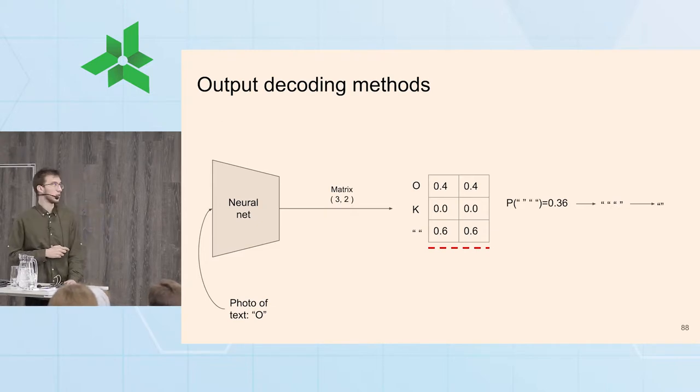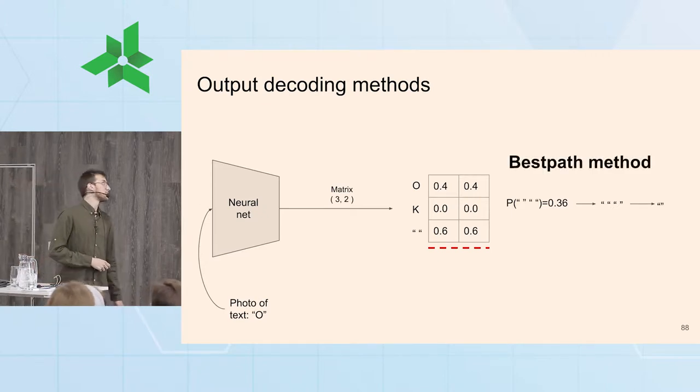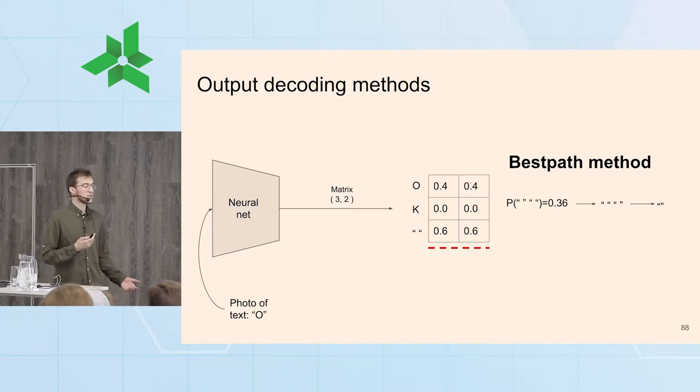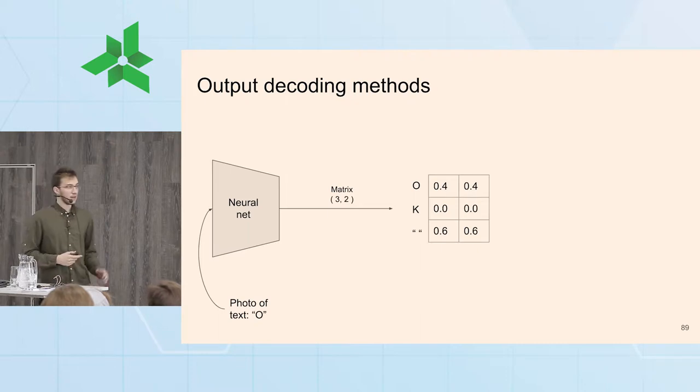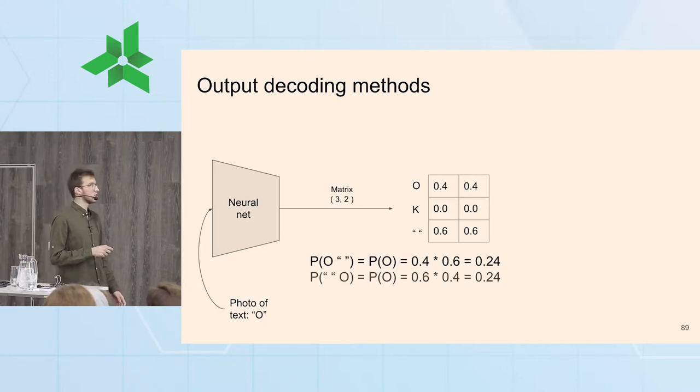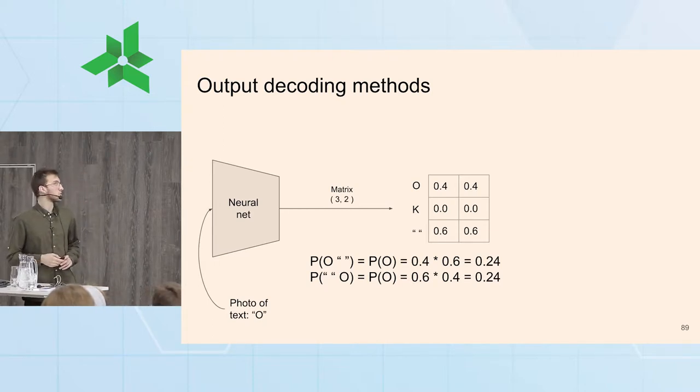We have this example. We have the photo of text O. I just wrote the photo of text because I didn't have time to do this as well. And then we have our neural net, and then we have the output matrix, like before. At this step, we don't know that this is the photo of text O. We need to predict it. We have our matrix, 3x2, here it is. And we have these probabilities. Here, not all of them are ones and zeros, like in the normal phase of predicting.